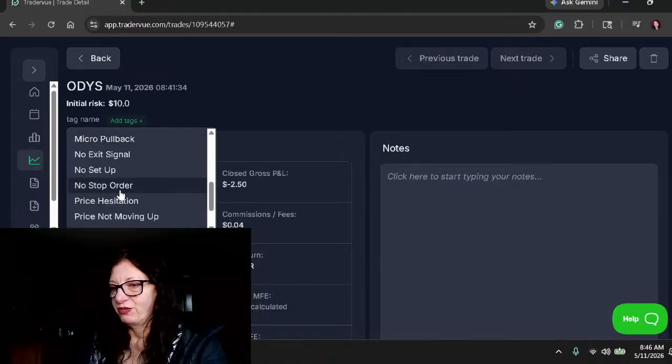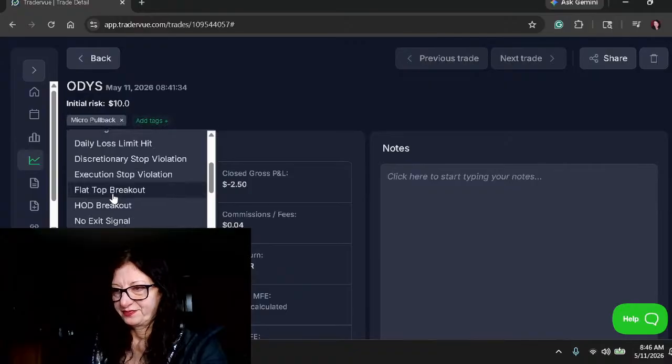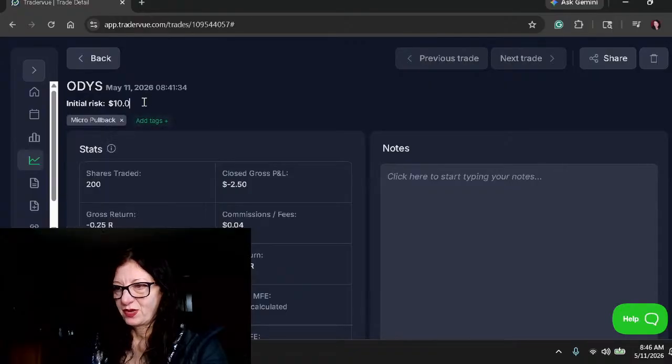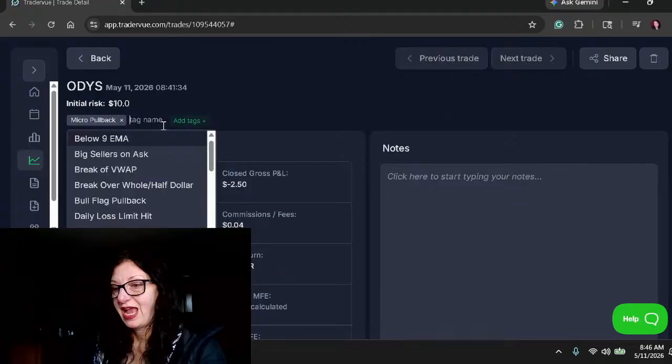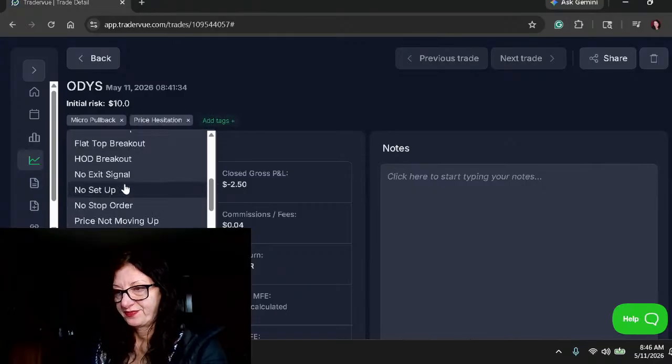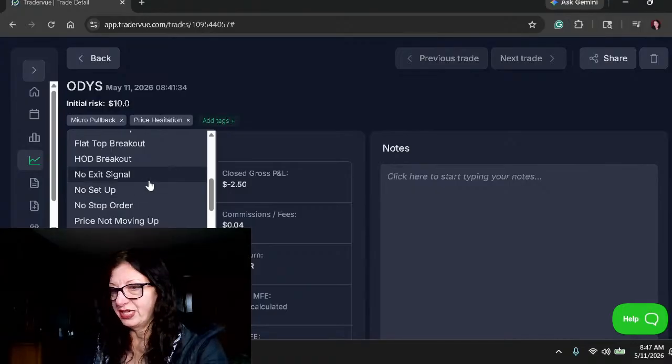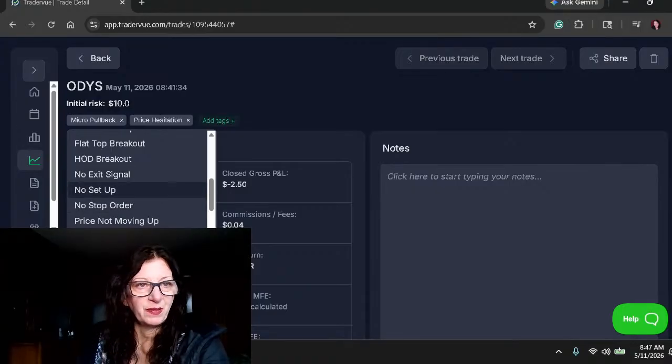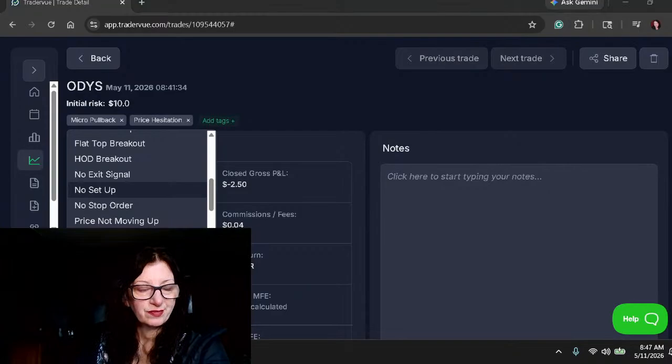Okay, so it was a micro pullback. So I was risking 10 cents a share. Okay, I did see price hesitation. And I was going to get out at break even. Let me look at my exit indicators. And then it hit the stop.